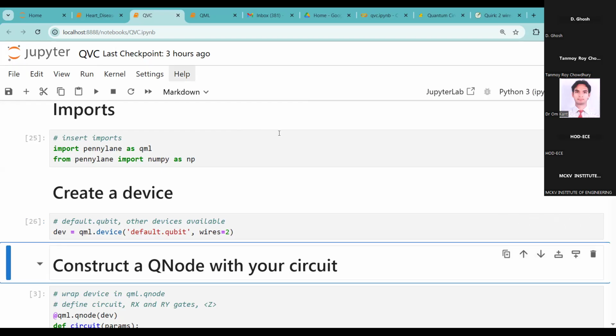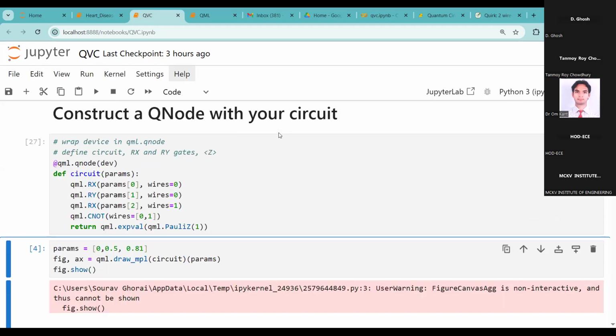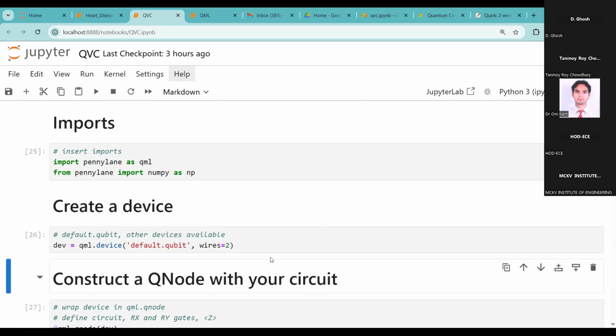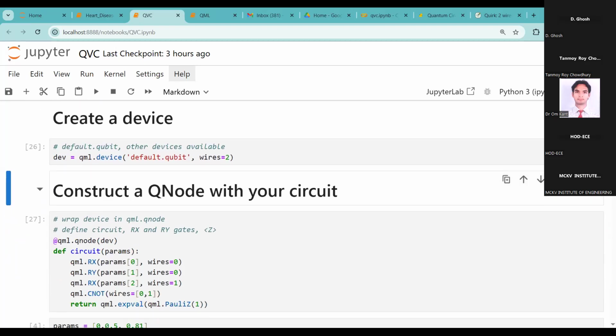So, construct a QNode. Now, what is a QNode in this case? The device is being connected. You create a device. This is your device. dev is the device that you have created. That is your simulator. And then you create a circuit.